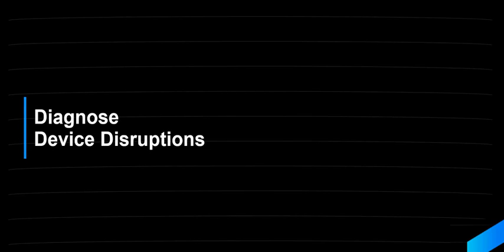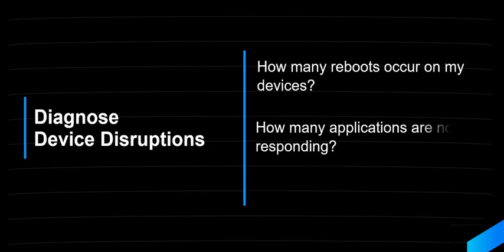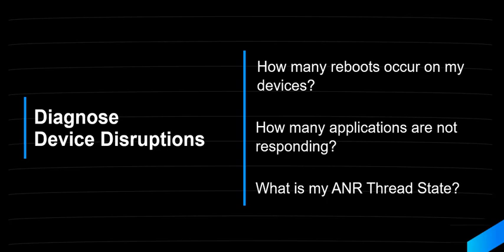Things to consider when identifying device disruption possibilities include: how many reboots occur on my devices, whether they are system or user initiated? How many applications are not responding? And what is my ANR threat state?